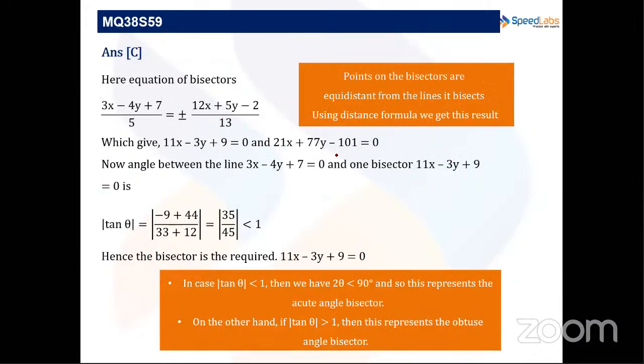So on solving, we have got this equation and this equation. Now, the angle between the given line and the bisector 11x minus 3y plus 9 we can find, because we are having the slope here m1 equals 3 by 4 and we are having the slope here m2 equals 11 by 3.